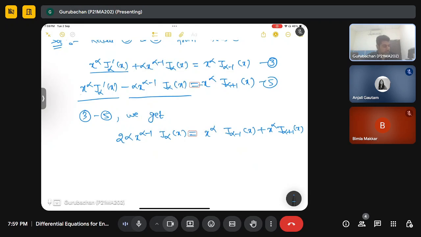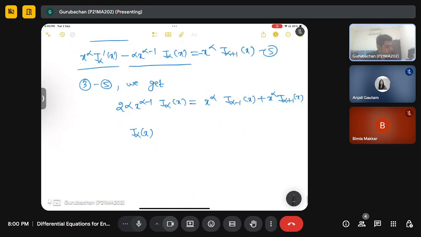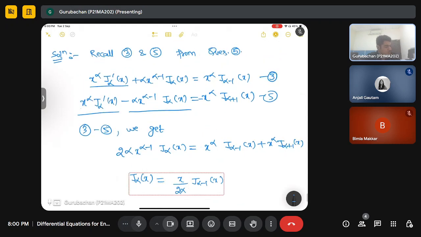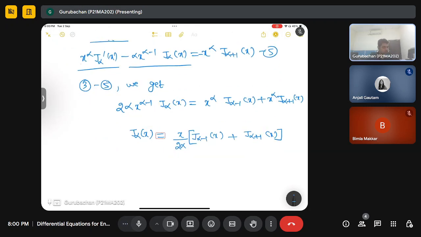So these two quantities you will get, and when you take x to the power alpha minus 1 common, x is a non-zero quantity, so you will get from here that J alpha x is x by 2 alpha, J alpha minus 1 of x plus J alpha plus 1 of x. So this is what you're going to get. So try this one.